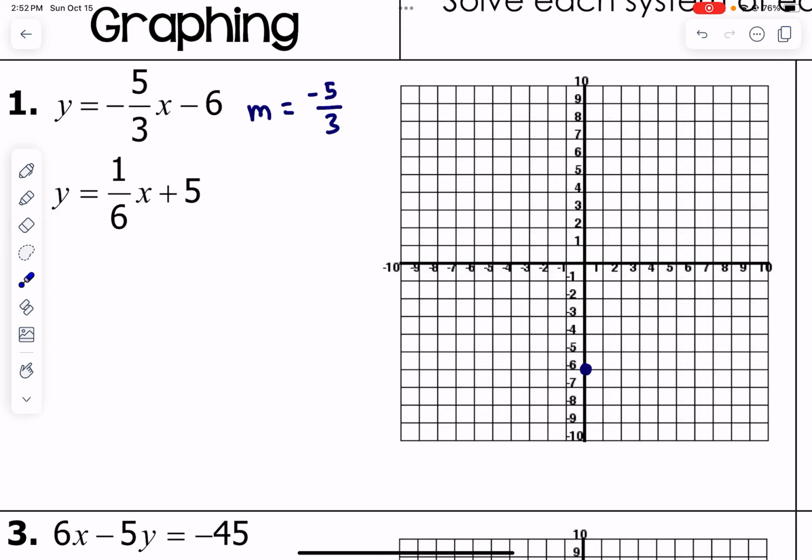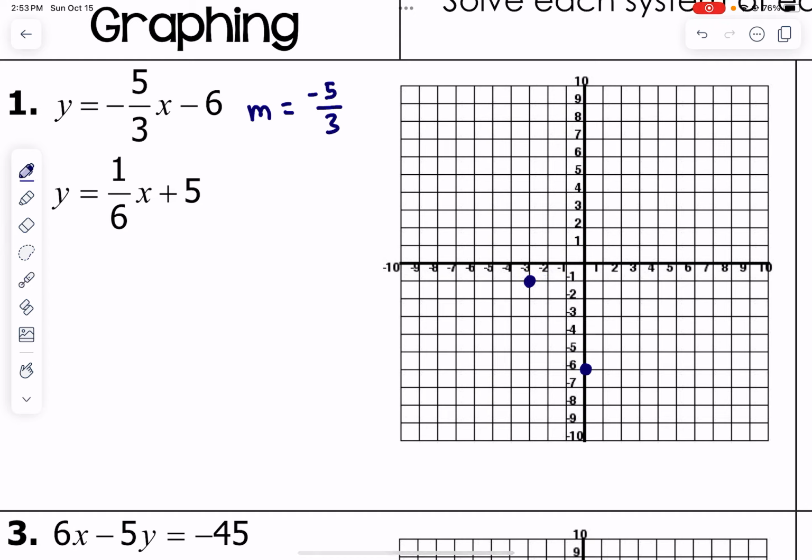So what you can also go ahead and do is do the opposite of what we just did. So instead of going 5 down and 3 to the right, we can go 5 up and 3 to the left. 1, 2, 3. So we're about right here in order to backtrack the point.